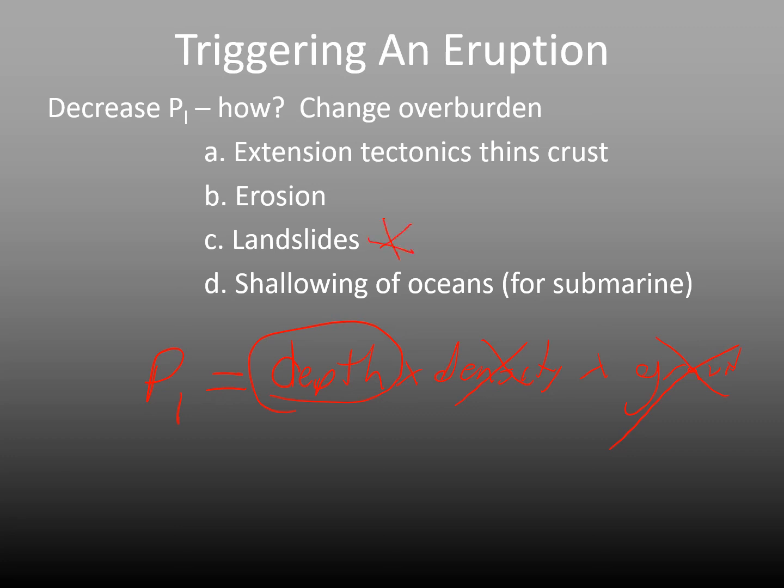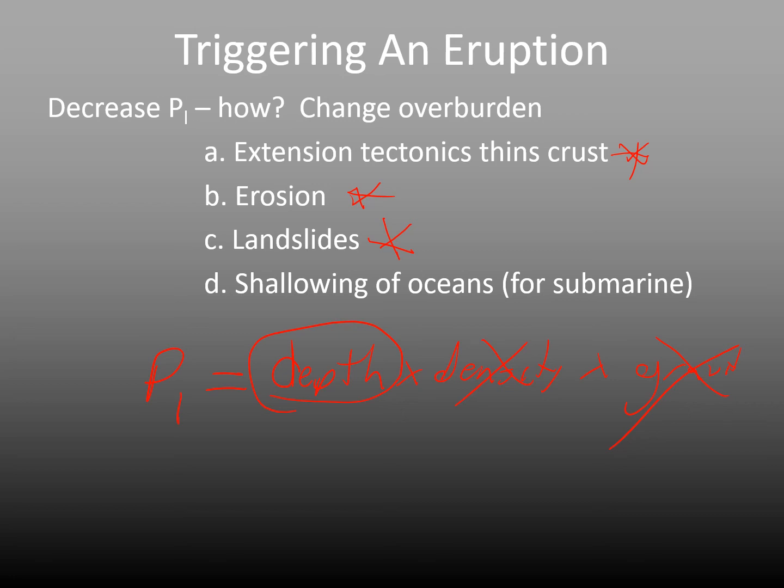One way this probably happens easiest is by landslides, where you have a sudden release, a sudden lessening of the thickness of rock over the magma chamber. So that's a rapid way to change the overburden. One way to do it more slowly would be to slowly erode the volcano. If you want to do it really slow, you can use tectonics in extensional areas to thin out the crust, stretch the crust and thin the crust.